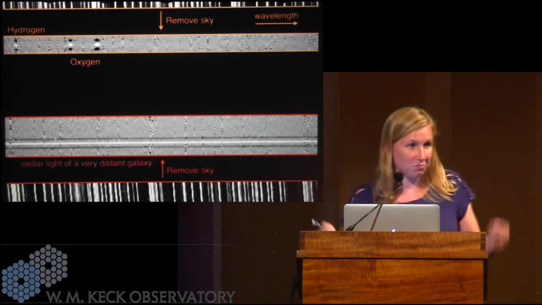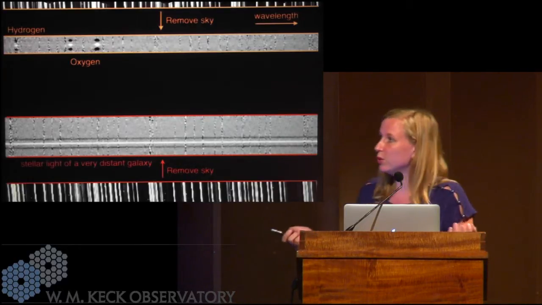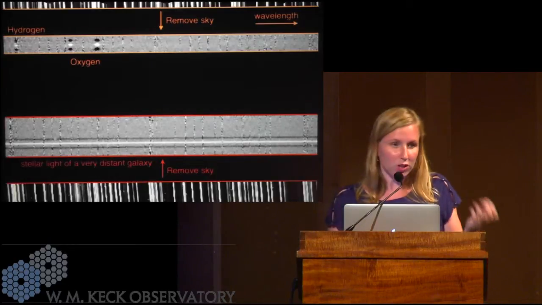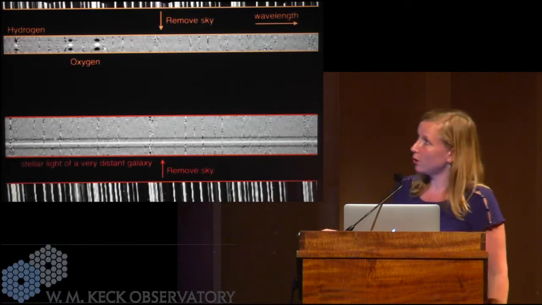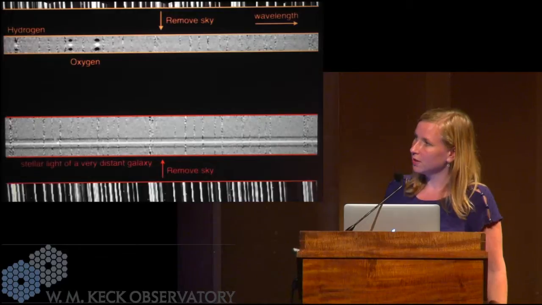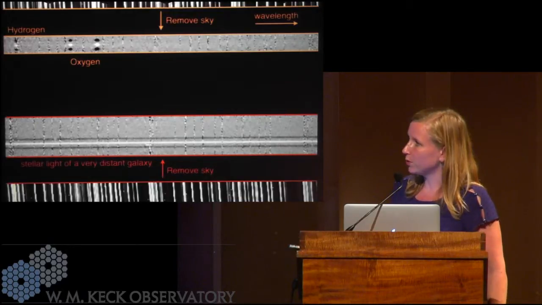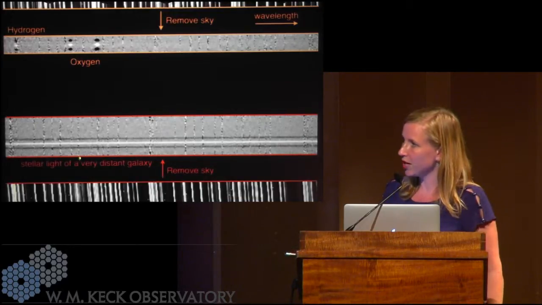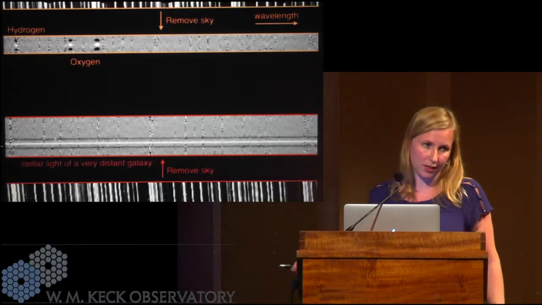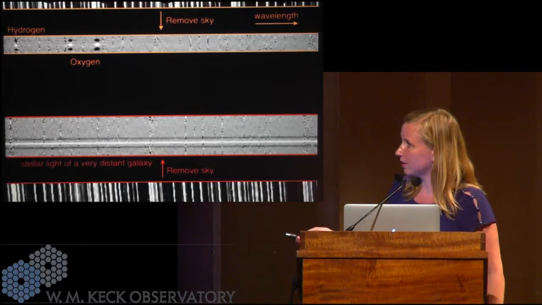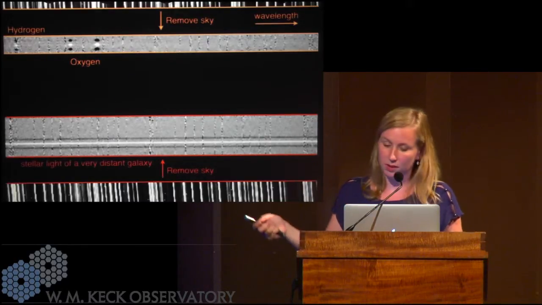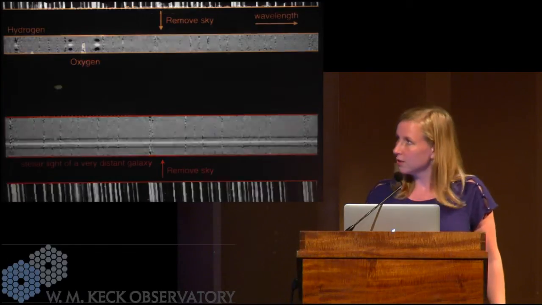Okay, well, this is great, but what can we learn from this? What can we do with this? Well, we can actually learn a lot from it. So this is what we call an emission line, and this is what we call continuum emission. And in this continuum emission, there's actually lots of little absorption lines, which I will come back to in a second. But let's first look at these emission lines.